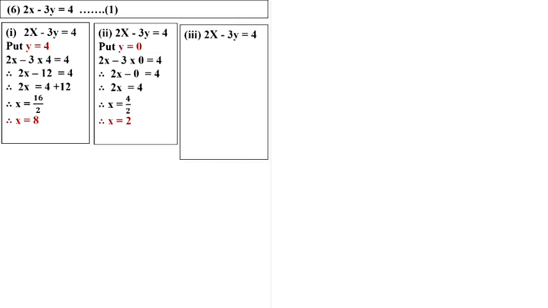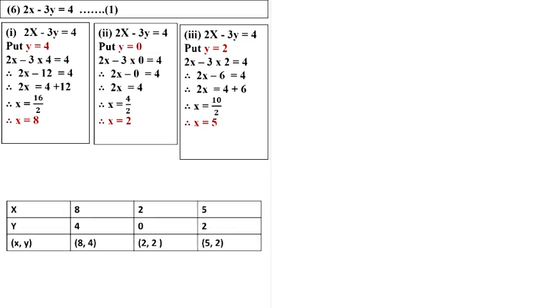Now the third one, 2x minus 3y equal to 4. Here we will take the y value as 2. So 2x minus 3 into 2 equal to 4. 3 times 2 is 6. Minus 6 will go to the right side and become plus 6. So 10 divided by 2. 2 times 1 is 2, 2 times 5 is 10. Fill the boxes with the values we have taken and what we got, to draw the graph.